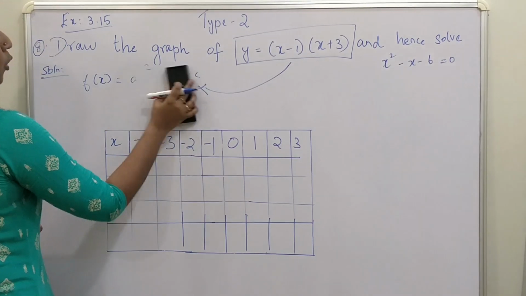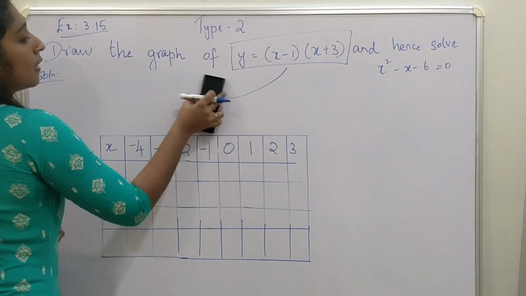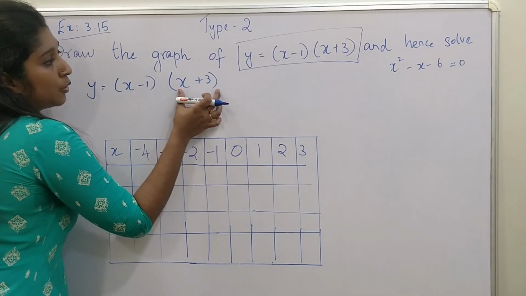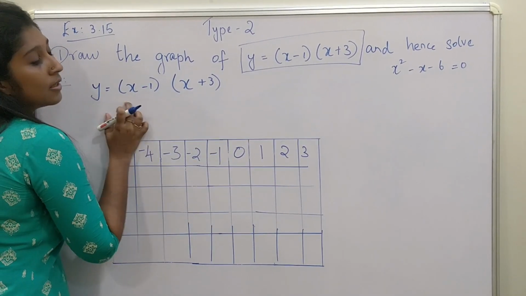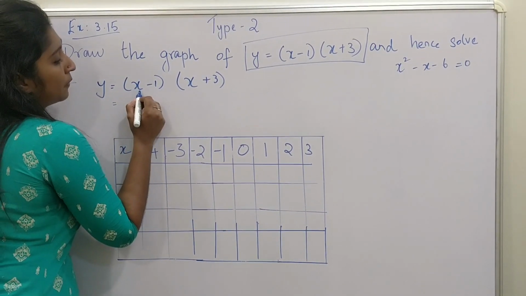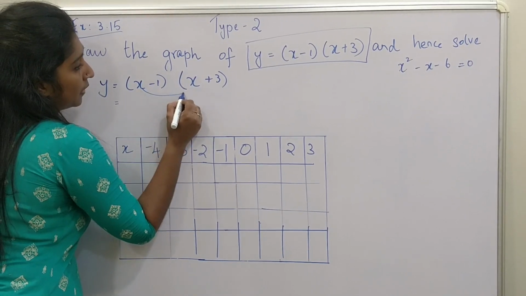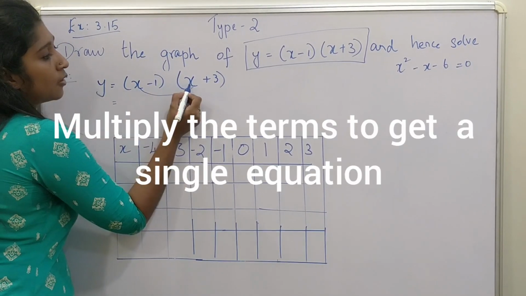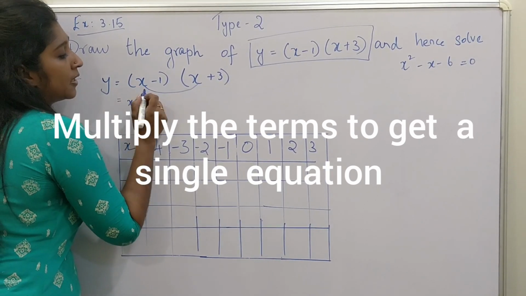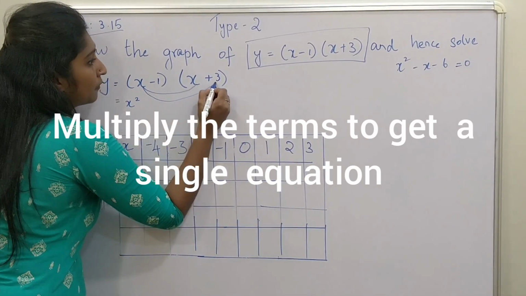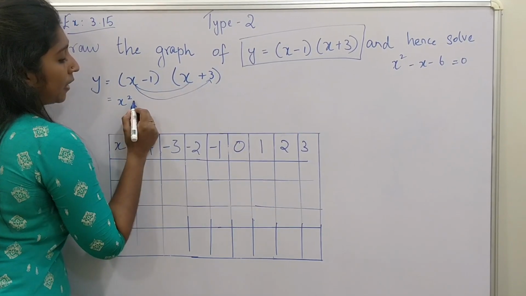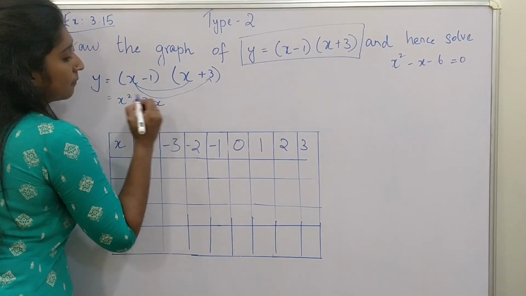You would have learned in your lower classes on multiplying. So I am going to multiply these two groups and make it into a simple quadratic equation. The first term of the first bracket into the first term of the second one: x into x, x squared. And again, the first term of the first bracket with the second term of the second one: x into plus 3 will become plus 3x.